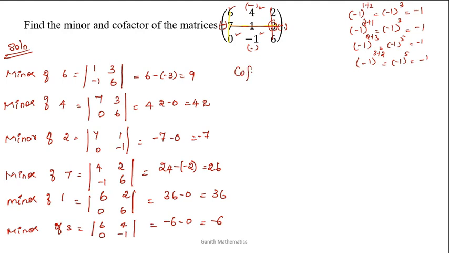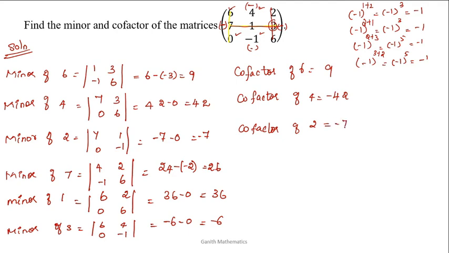So cofactor of 6 is positive, so it is 9 itself. And cofactor of 4, we know that 4 is in the place of a 1 2, so it will be negative, so minus 42. Then cofactor of 2, it is in the position of a 1 3, so it will be positive, that is equal to minus 7.